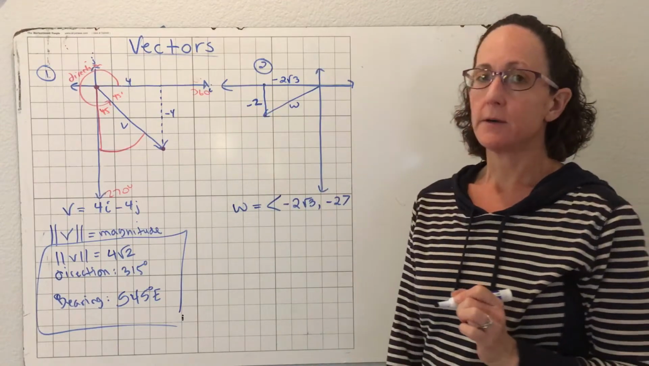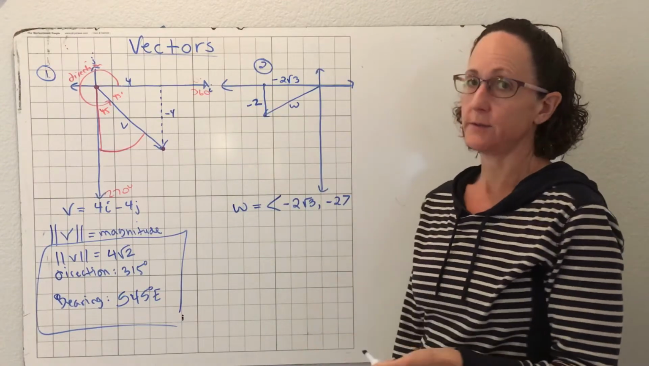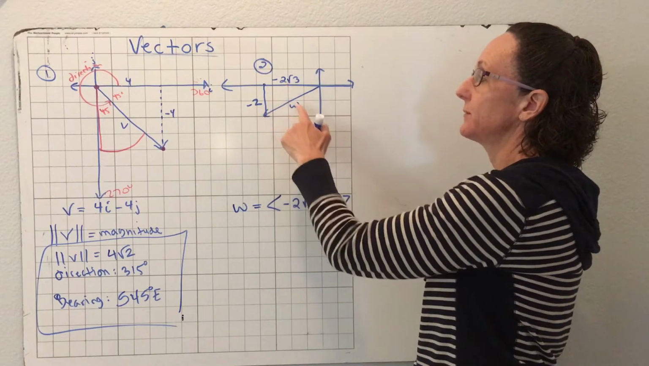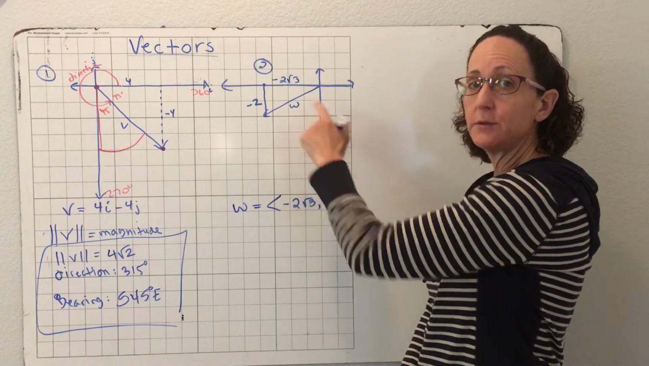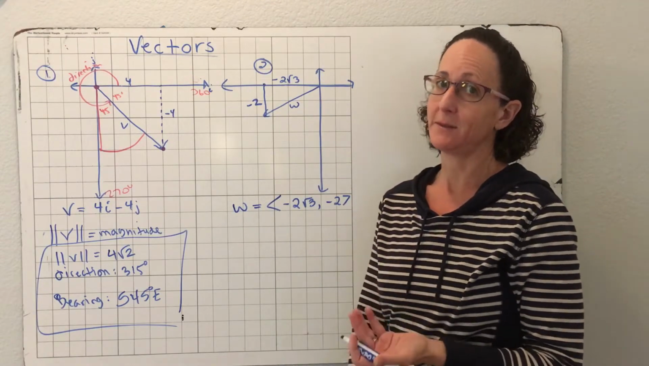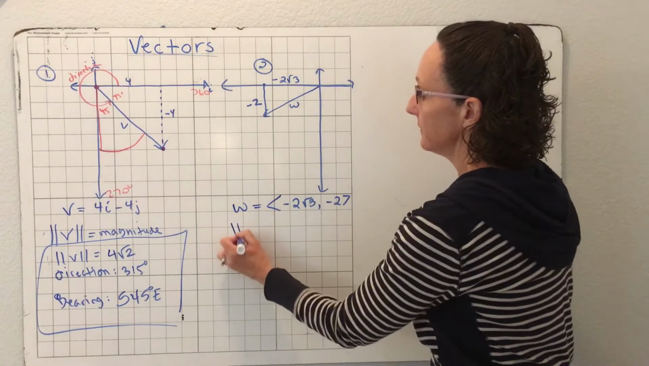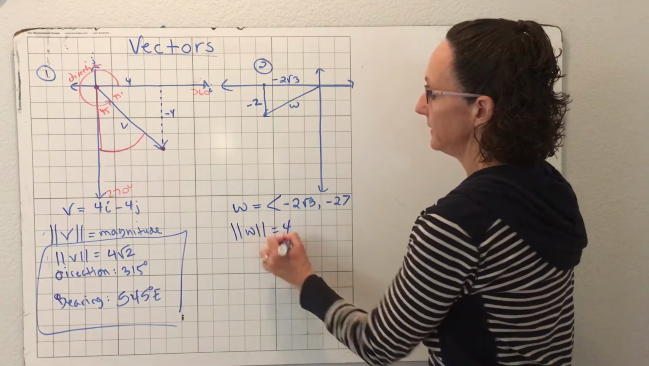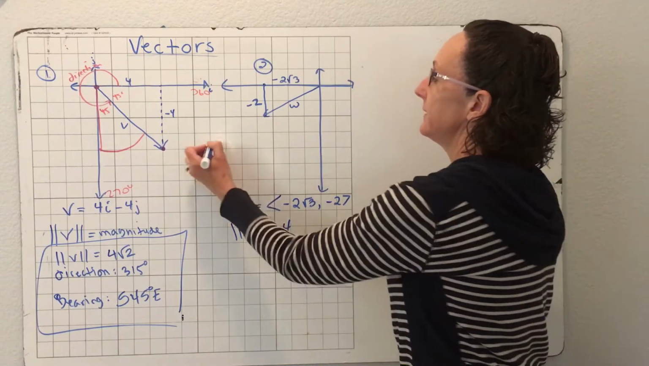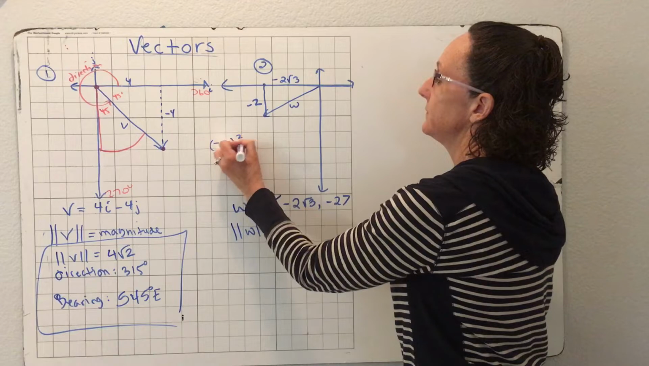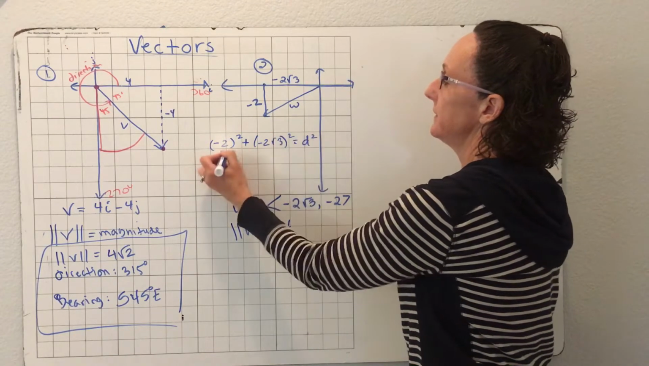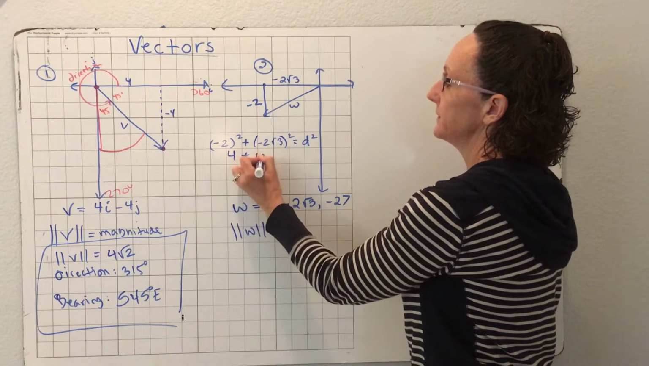Okay, so again, to find magnitude, if you recognize this ratio, x, x root 3, 2x, you can use your special triangles to get the magnitude without even doing the Pythagorean theorem. So I know that the magnitude of w is 4 based on my geometry special triangles, okay? If you didn't recognize that, just do the Pythagorean theorem. Negative 2 squared plus negative 2 root 3 squared equals the distance squared. This is 4, this is 12.